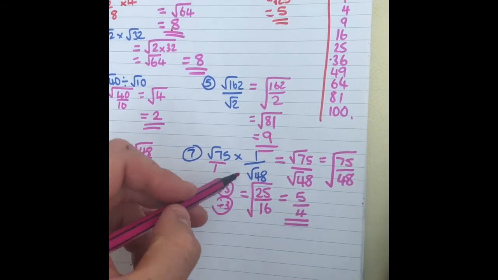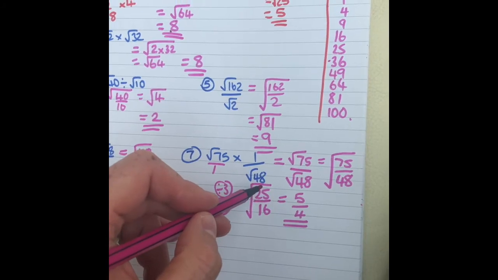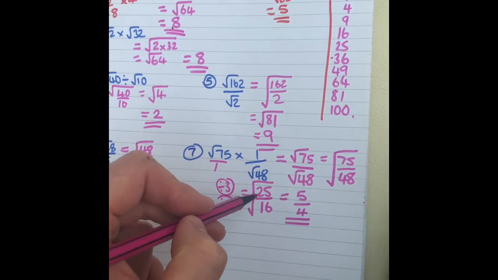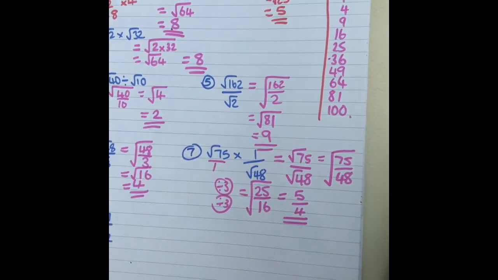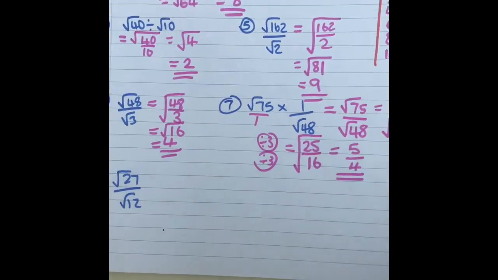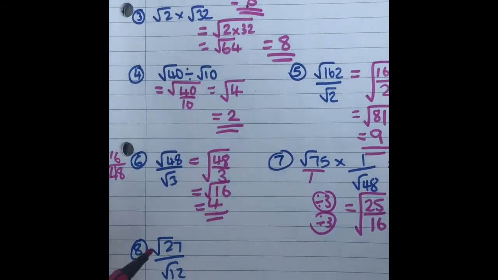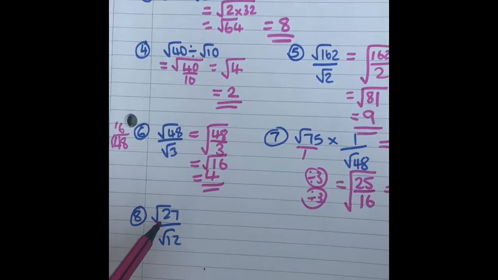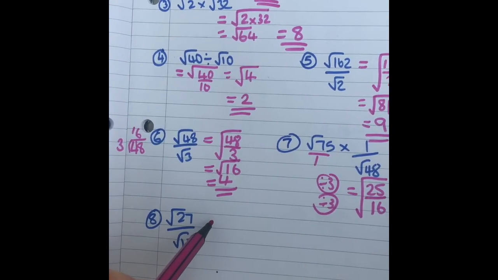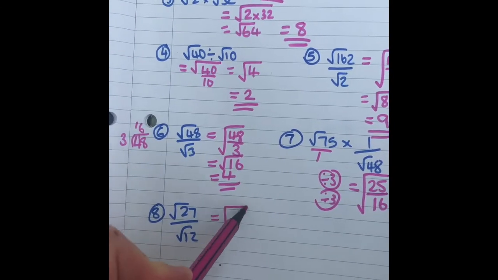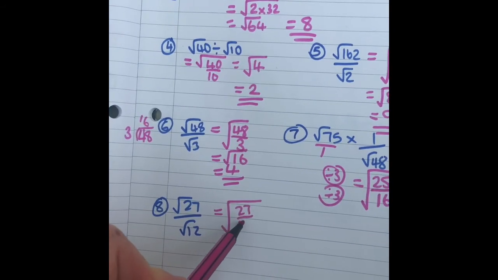So sometimes for the harder questions, you might get it as a fraction, and then if you can spot the square numbers there, you square root top, square root bottom. Number 8. Well, root 27 over root 12. That's the same as saying the square root of 27 over 12.